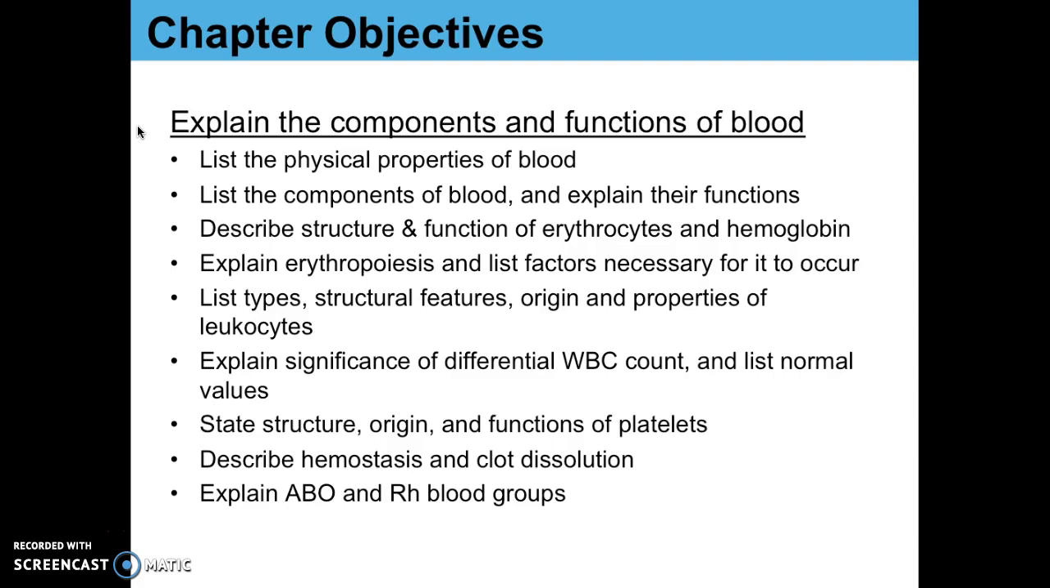list the components of blood and explain their functions, describe the structure and function of erythrocytes and hemoglobin, explain erythropoiesis and list factors necessary for it to occur, list the types, structural features, origin, and properties of leukocytes. Explain significance of differential white blood cell count and list the normal values. State the structure, origin, and function of platelets. Describe hemostasis and clot dissolution. And lastly, explain ABO and RH blood groups.